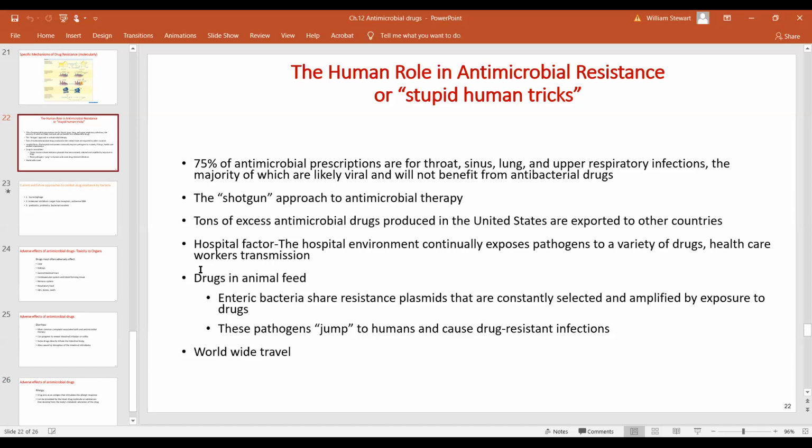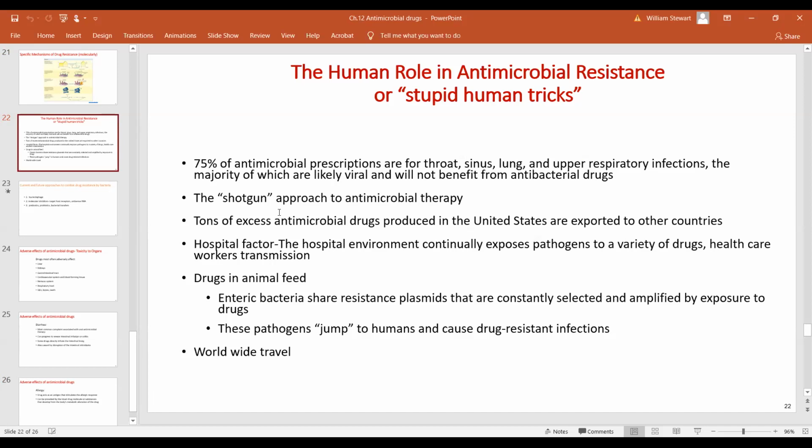Hospital environments, clinical environments, nursing home environments, these are environments where a particular pathogen, say Staphylococcus aureus, can be exposed to multiple drugs over and over again, and it becomes multiply drug resistant, like MRSA, for example. And then healthcare workers or equipment that's used in the hospital can be an agent to transmit the infection from one person to another.